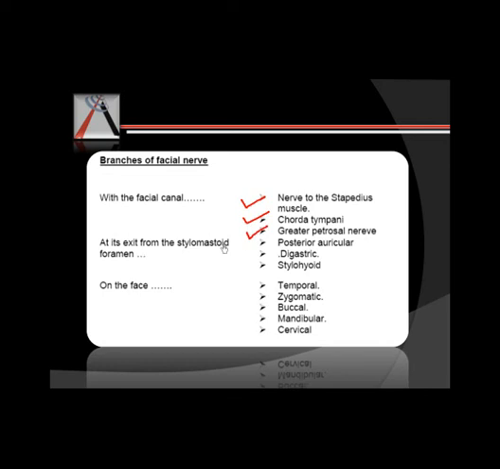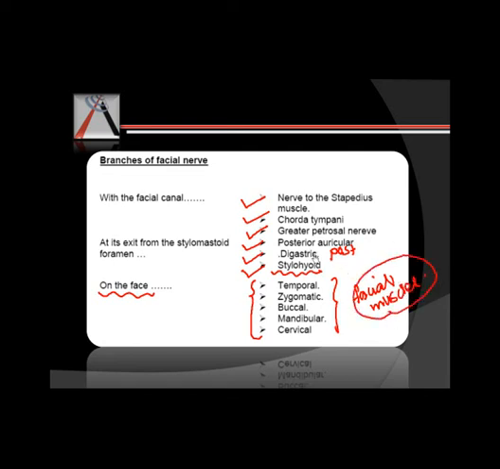As soon as it exits from the stylomastoid foramen, it gives the posterior auricular that supplies the small area of the skin behind the ear. It supplies the digastric, the posterior belly, and the stylohyoid muscle. And on the face, it gives the terminal branches, that is the temporal, zygomatic, buccal, mandibular and cervical that supply the facial muscles. So muscles supplied by the facial nerve: the facial muscles, the posterior belly of digastric and the stylohyoid.